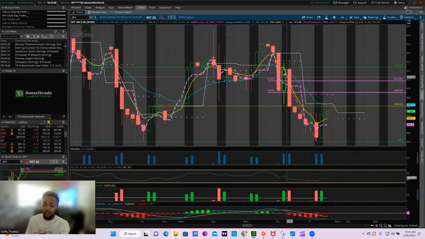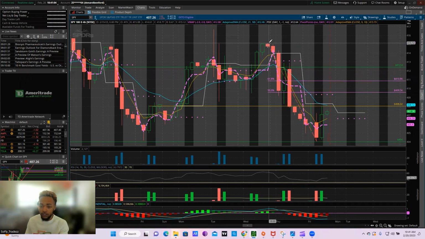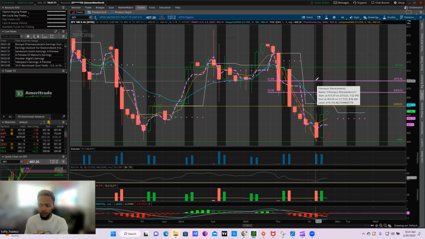And then it automatically shows you the levels because it does the math for you. I'm not sure about the whole math part, but it does the math for you to calculate the levels. And these levels are very respectable on SPY. I will say Fibonacci retracements work very well on SPY.